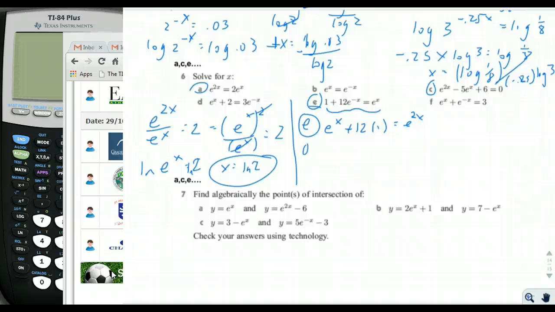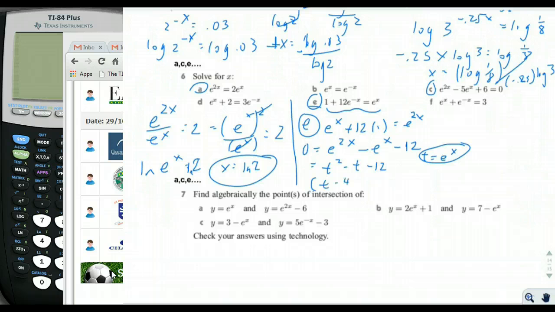Now, let's subtract everything over to one side. Now do you see that it is kind of like a quadratic equation like we saw in the last chapter? So if we do the u-substitution, we would say t is equal to e to the x. And if we do that, then this would be t squared minus t minus 12. And then we could say it's t minus 4 times t plus 3 if we factor. And then we can see that t could be equal to 4 or t could be equal to negative 3.